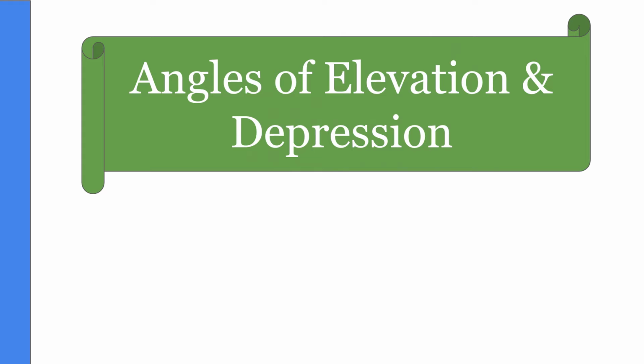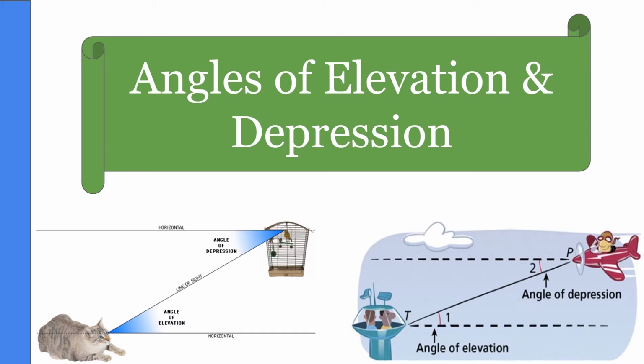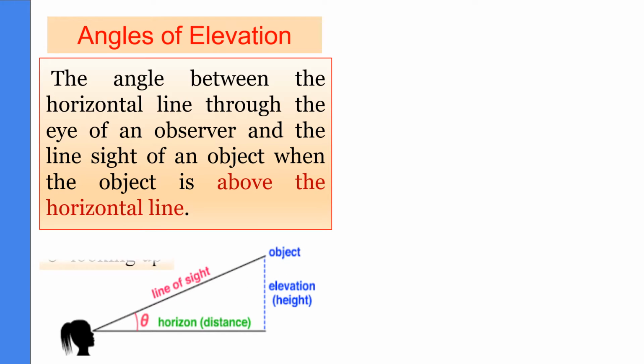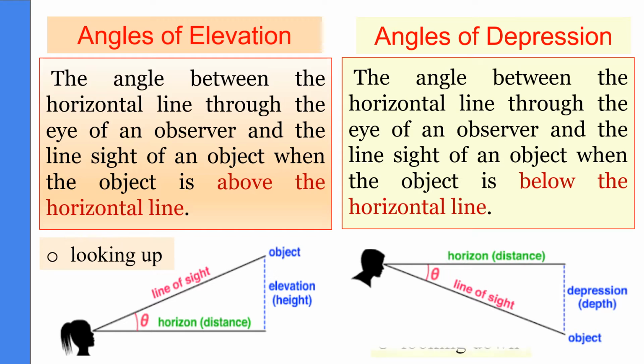In today's topic, we are going to discuss angles of elevation and depression. Angle of elevation is the angle between the horizontal line through the eye of an observer and the line of sight of an object when the object is above the horizontal line. So when someone is looking up, it is the angle of elevation. But if someone is looking down, it makes up the angle of depression.